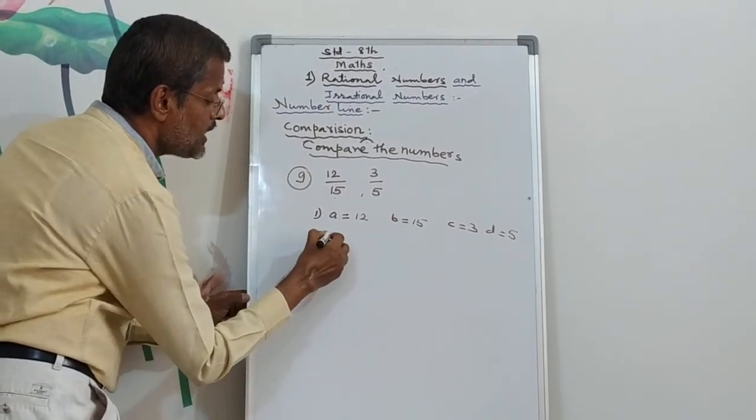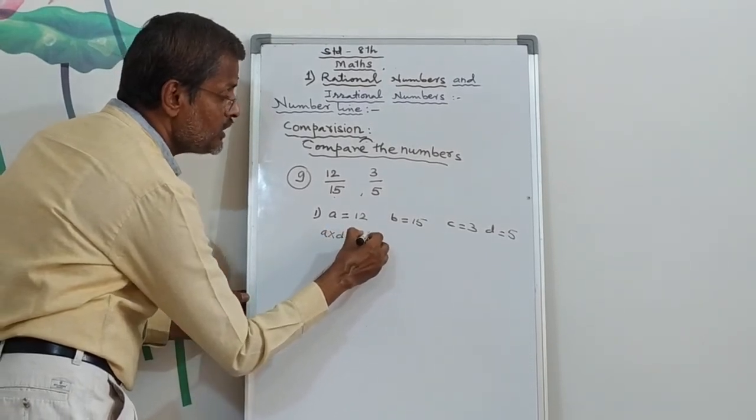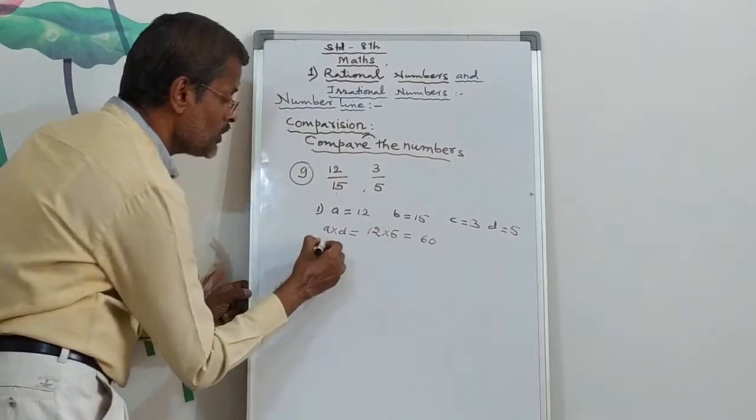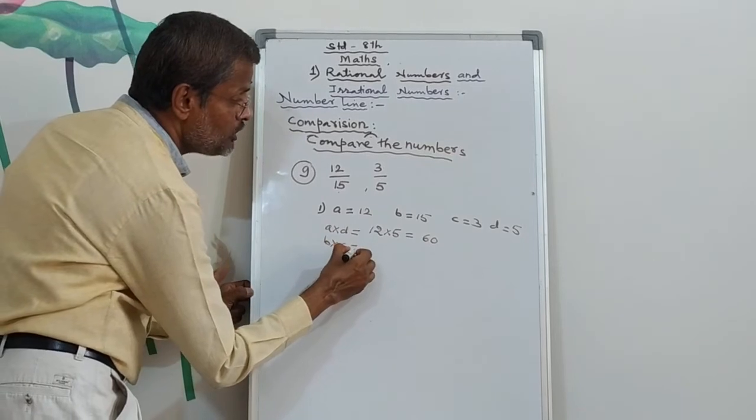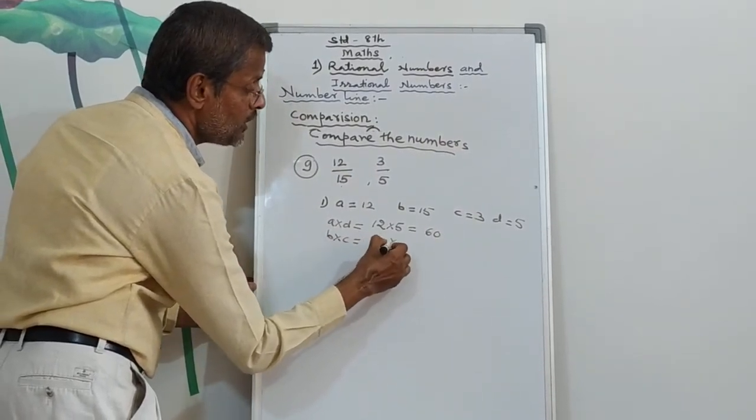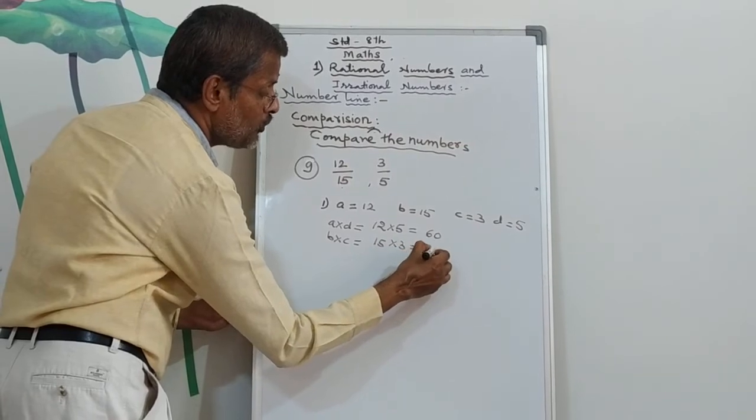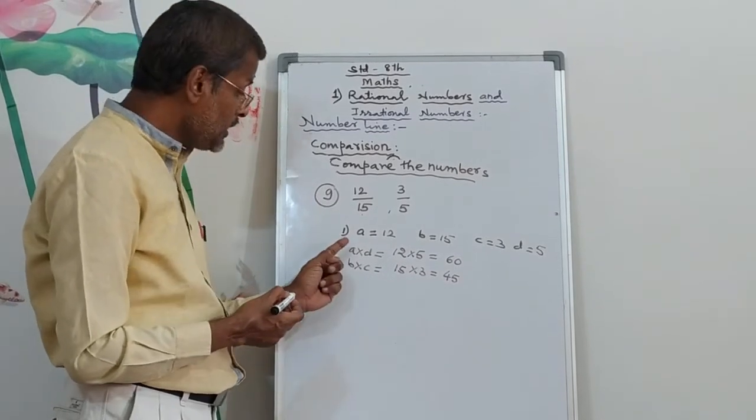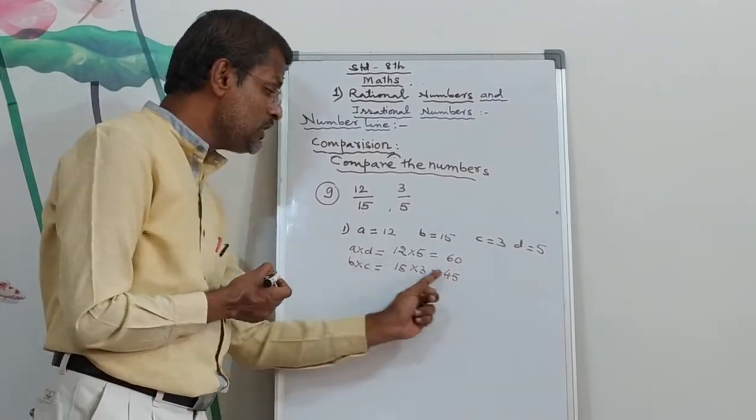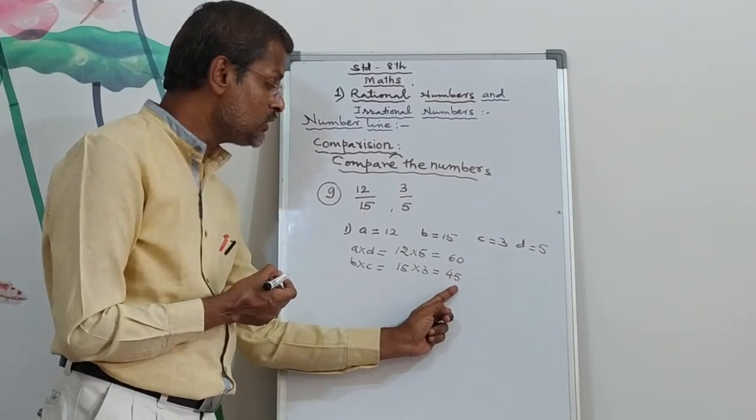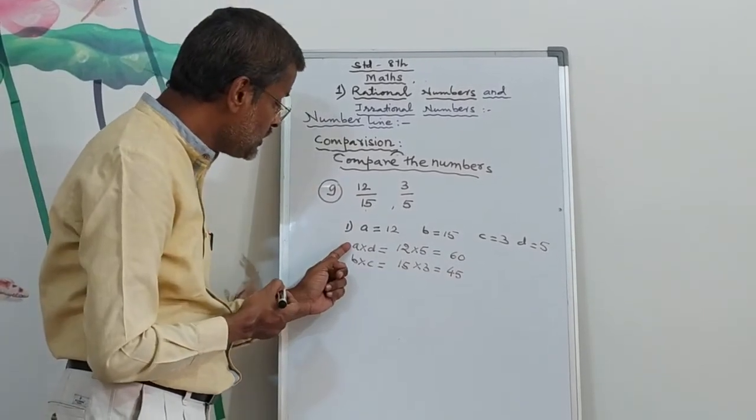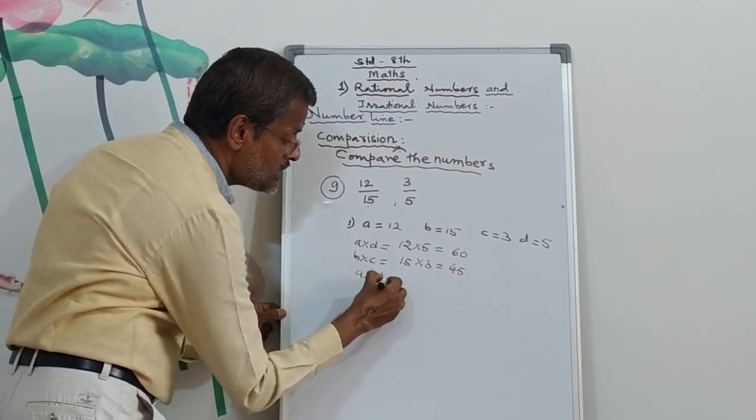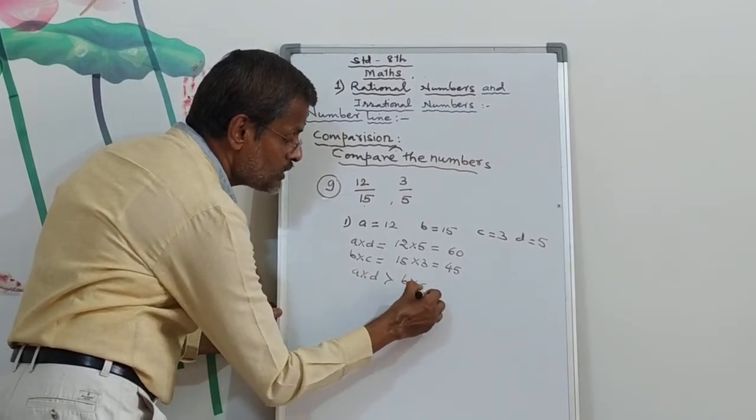Let us start with A into D. How much is A into D? It will be 12 into 5, that gives us 60. Let us take B into C. B into C is 15 into 3, equal to 45. So we'll compare A into D and B into C. A into D is 60, B into C is 45. After comparison, we come to the conclusion that A into D is greater than B into C.